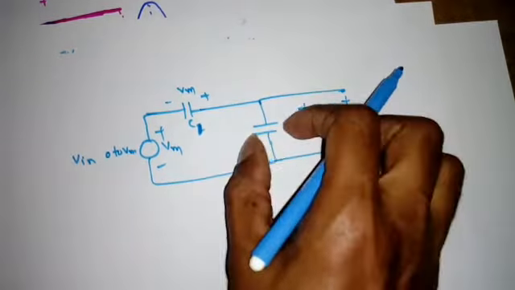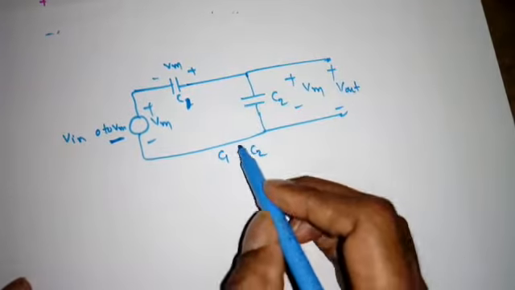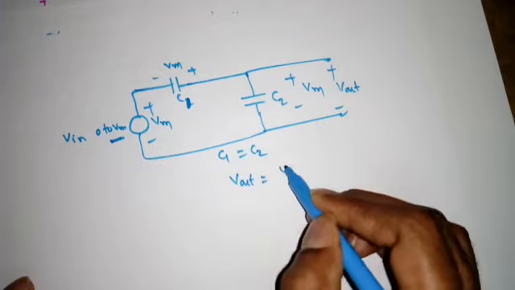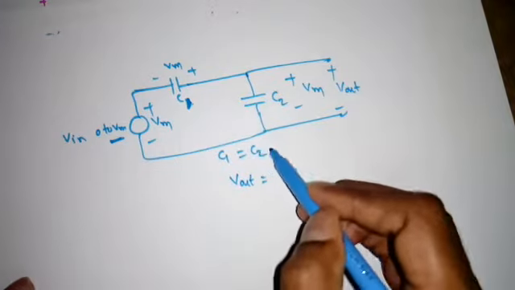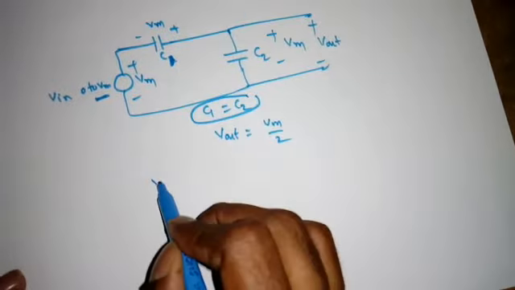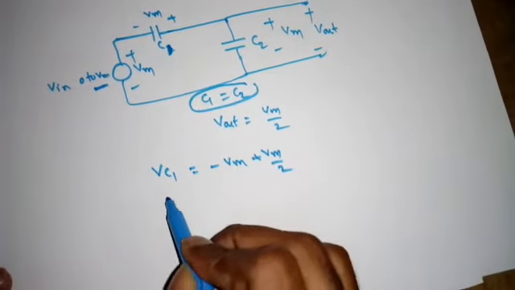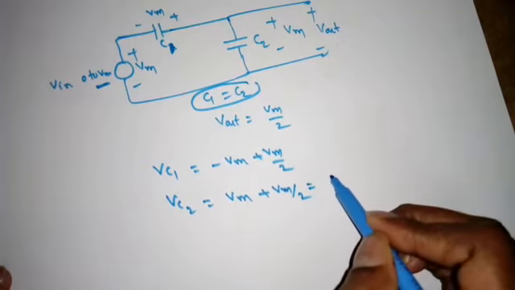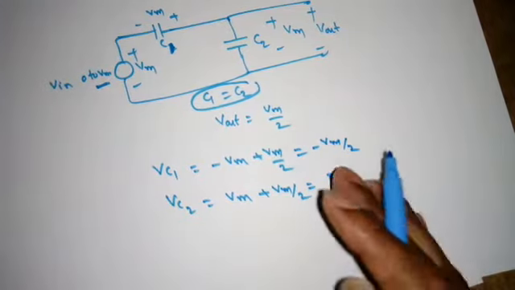Very simple. Again, two capacitors are in series, so whatever Vm, it will be divided equally if C1 is equal to C2. So now the capacitor will charge to only Vm by 2, because C1 and C2 are in series, and I am assuming both are equal, so it will be divided equally. So the new Vc1 will be, previously it was minus Vm, now it will be plus Vm by 2. Now Vc2 previously was Vm, now it will be Vm by 2. The total will be 3 Vm by 2. So here minus Vm by 2, right?